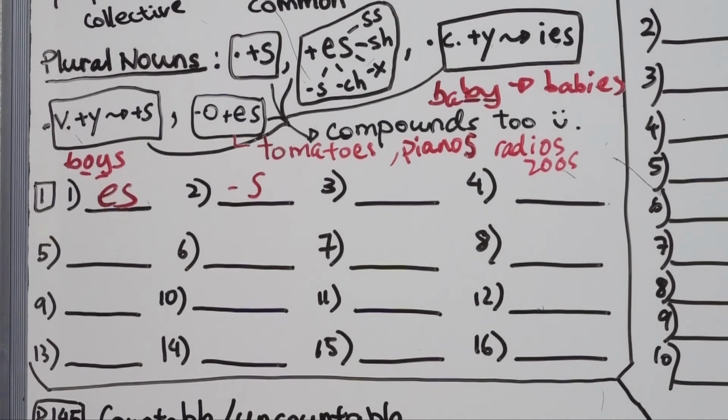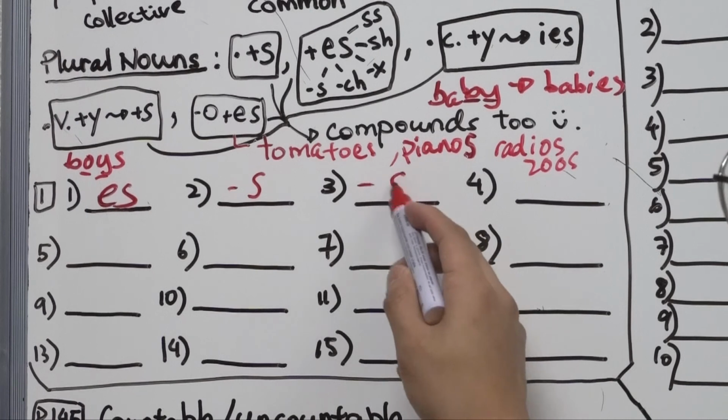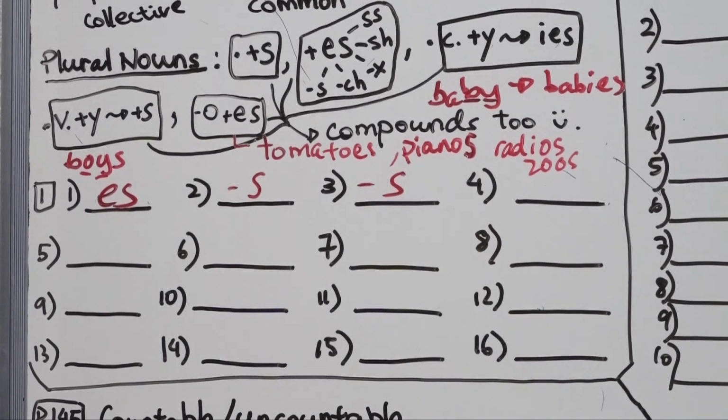I'll be doing up to number 16 together with you. The rest you can do by yourself. Number 3, photo. The word photo comes from Greek. Remember, when you have an English word borrowed from another language, photo, just S, no need to put ES. Also, the word photo comes from the word photography. If the word is shortened, we call that clipping, and we only have to add S.